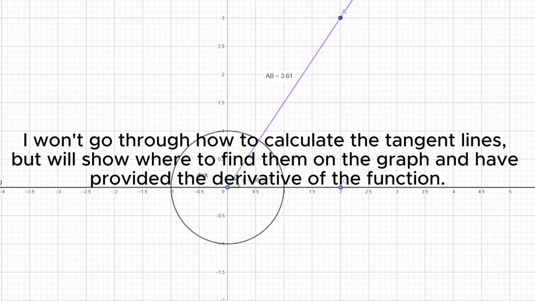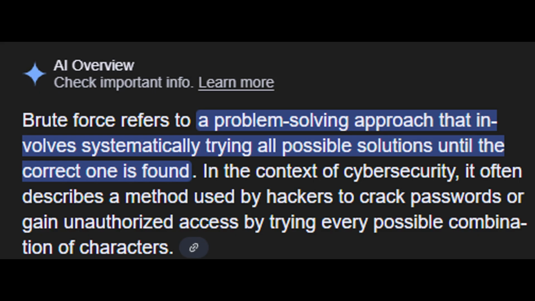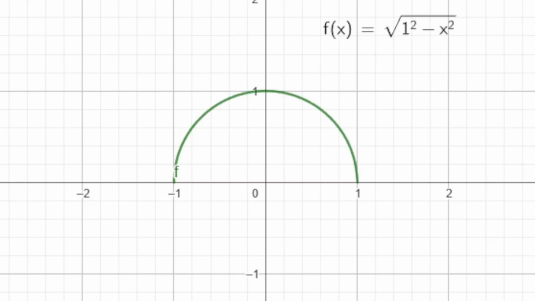How do we know what x value to put in? We don't. That's the short answer, and that is why we use something called brute force, which is basically trying until we get the right answer. First, we try finding the tangent line when x equals very close to the edge of the circle, which is r, because that's the radius.